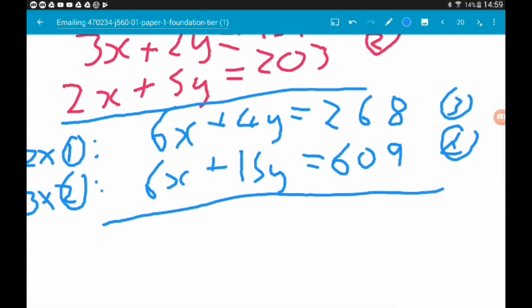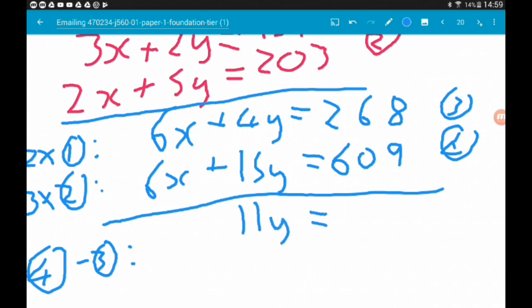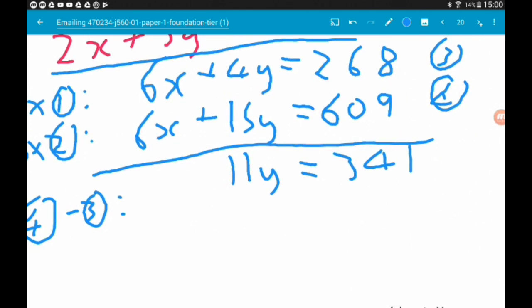So we're now going to do equation 4 minus equation 3. So 6x take 6x is nothing, that's the whole point. 15y minus 4y is 11y. And 609 minus 268 is 341. So, if we now divide both sides by 11, we get y is equal to 31. So y is 31 miles long.